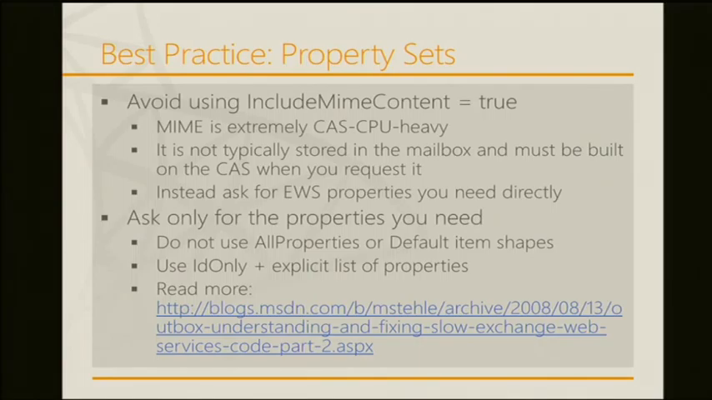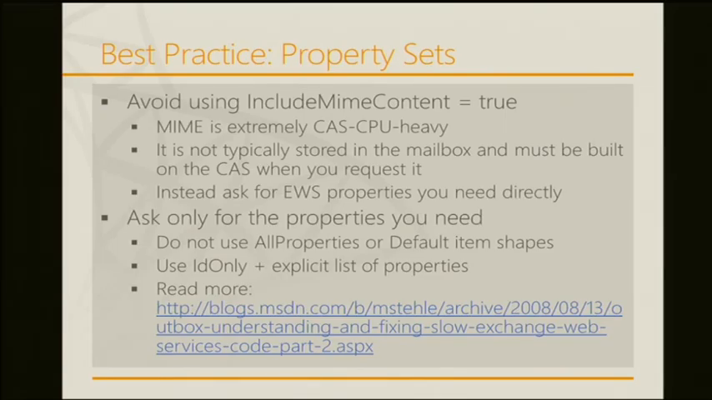The optimal way, even for those client scenarios, is that what we would want is that they use EWS properties rather than the MIME content. So again, kind of talked about this too, or at least started to. I told you about all properties. I told you about default base shapes, and now I tell you not to do it. The best performance that you're going to get is by using the ID-only base shape and then requesting only the properties that you need.